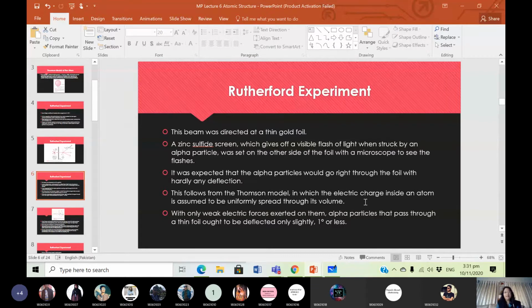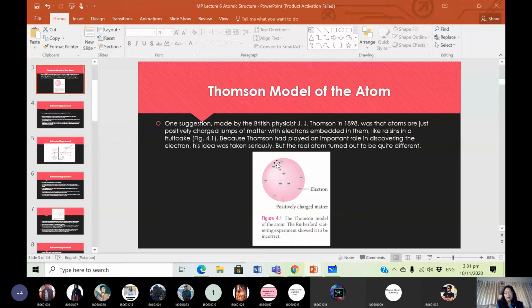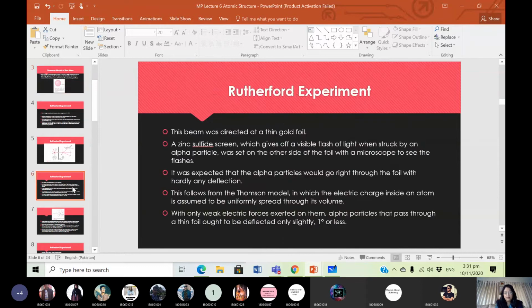So that's what I said earlier. In the Thomson model, we would assume that the electrons are uniformly spread throughout the positively charged material, throughout its volume. With only weak electric forces exerted on them, alpha particles that pass through the thin foil would be deflected only slightly, 1 degree or less.